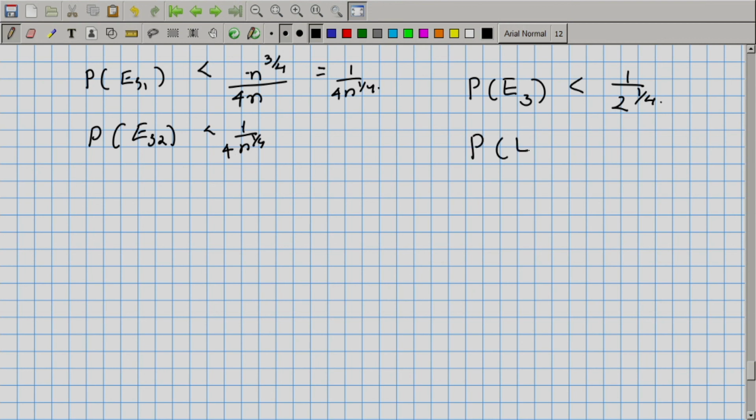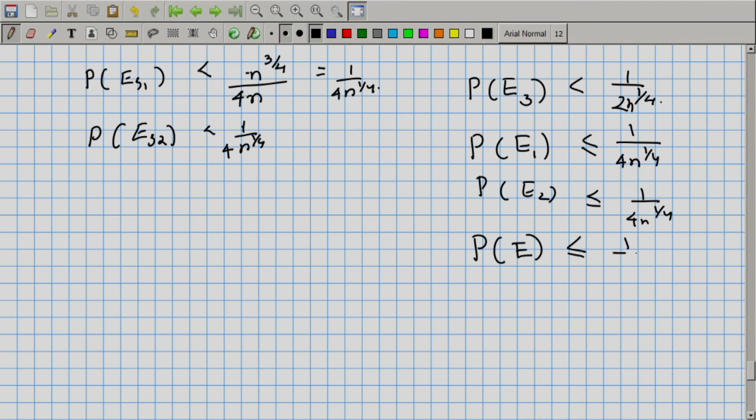So, probability of E1 and probability of E2, they were also less than 1 by 4 n raised to 1 by 4. So, together probability of bad event is going to be less than 1 by n raised to 1 by 4. Okay. So, the probability of success is 1 minus 1 by n raised to 1 by 4. Okay. So, that is a reasonable success probability.